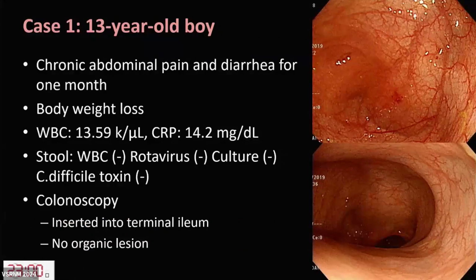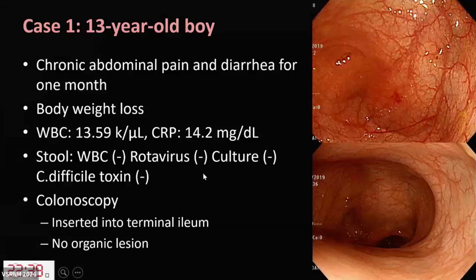And we start with the first case. It's a 13-year-old boy. He had chronic abdominal pain and diarrhea for 1 month. And there is body weight loss, and also there are elevated white blood cells and elevated CRP.